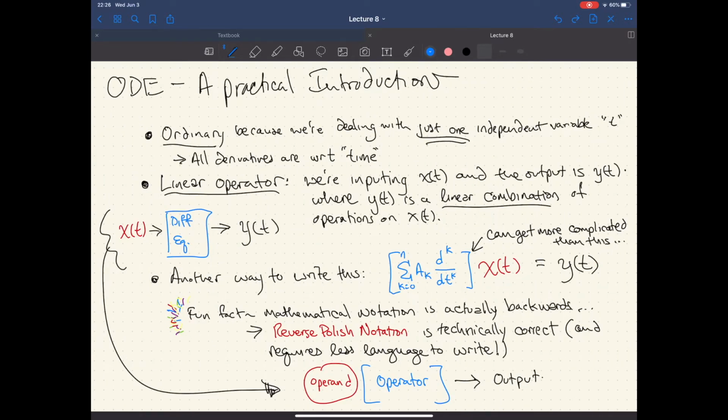All right, so let's get into what an ODE is, because I promised you guys we'd do some math today. It's ordinary because we're dealing with just one independent variable, t. That's my t. All the derivatives are taken with respect to time. So although we have a couple different functions floating around in here, we generally are just dealing with an input, x of t, and our output, or what we call the forcing function, y of t.